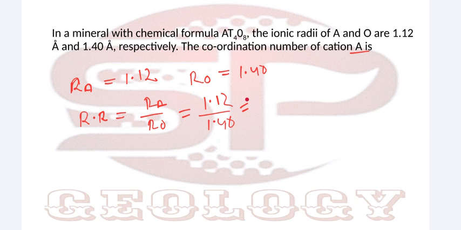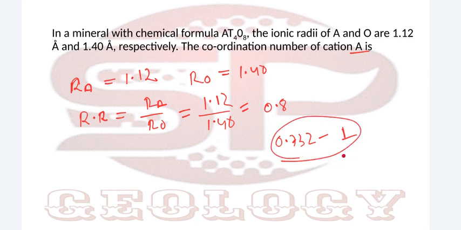From the radius ratio we can calculate the coordination number. 1.12 divided by 1.40 will be 0.8. If the radius ratio falls between 0.732 to 1, then this is called 8-fold coordination. 0.8 falls between 0.732 and 1. So the coordination number of cation A will be 8. Answer will be 8.